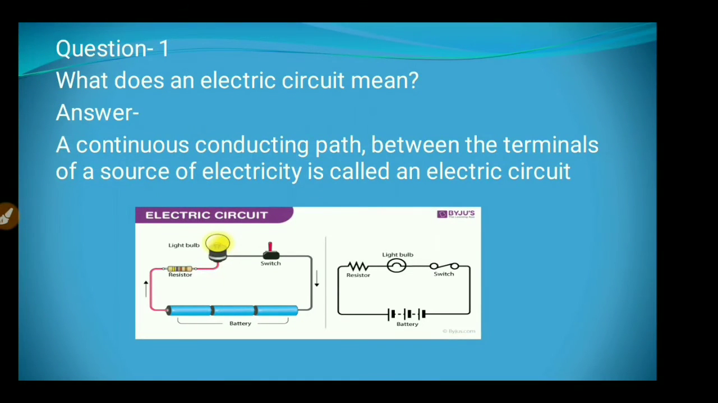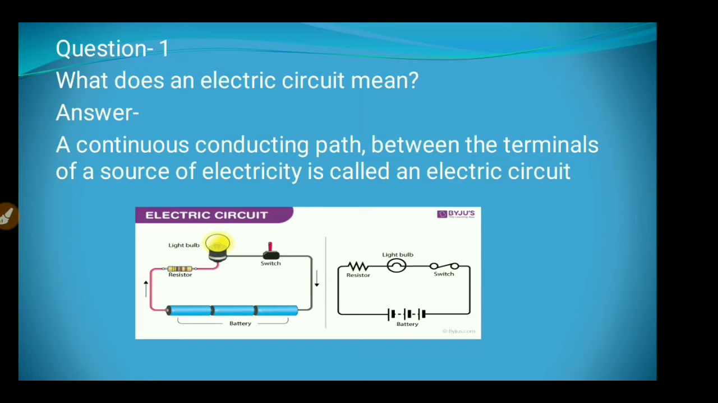Good morning class. In the previous video we have discussed the basic properties of an electric circuit and the physical significance of electric current. In the NCERT book, 3 questions are given which are related to the electric circuit and electric current. The first question is, what does an electric circuit mean?